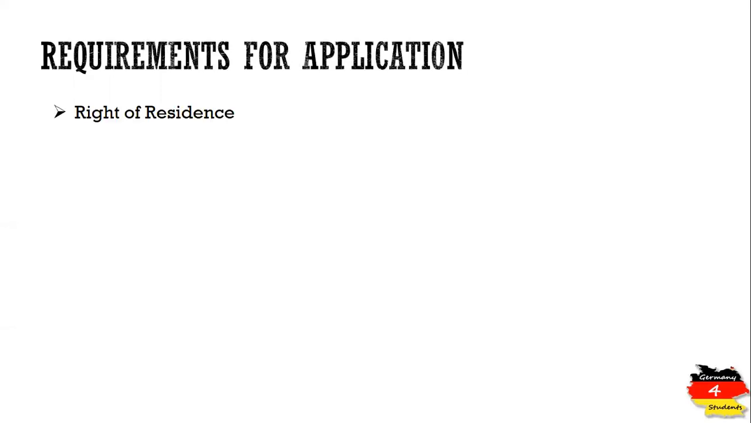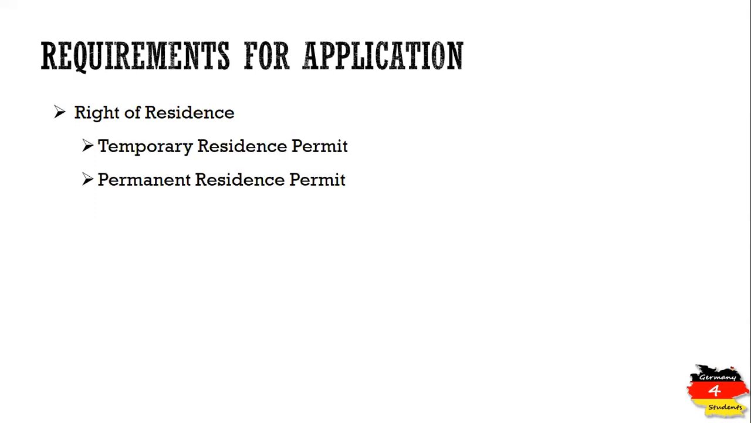The very first requirement is that if you are living in Germany, you must have a right of residence, and the right of residence can be proven through either a temporary residence permit or a permanent residence permit or blue card. So if you have one of these types of residence permit, then you can invite your family living outside Germany.